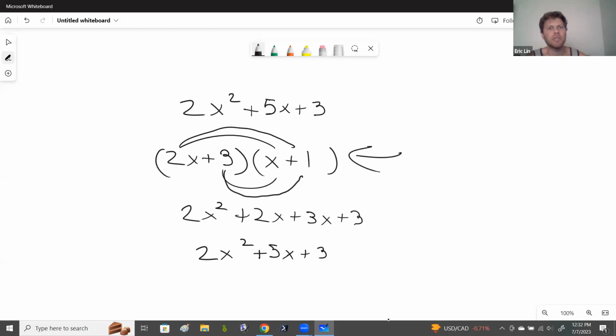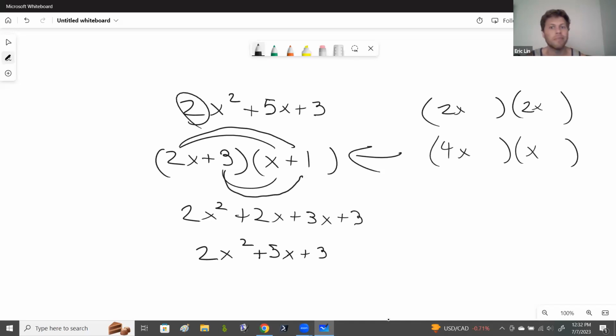And you can imagine how difficult this would become if it wasn't as simple as 2. What if it was 4? Because there are multiple ways to get 4x squared, right? I could have a 2x term and a 2x term, or I could have a 4x term and a single x term. So now I have even more possibilities, even more options, and I have to go through and check which is right. All of them will give me wrong answers except for one.